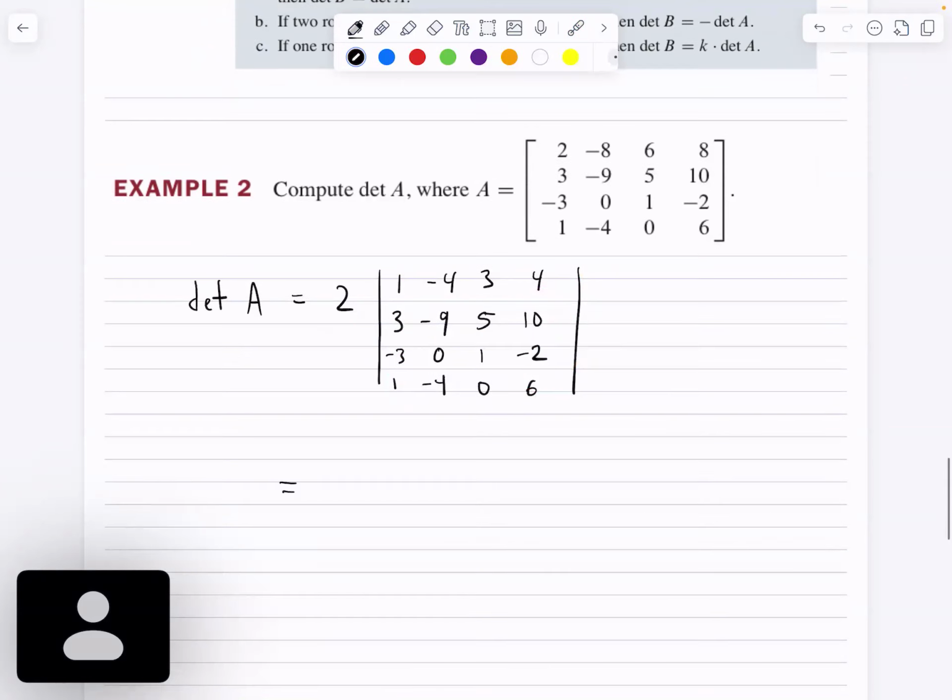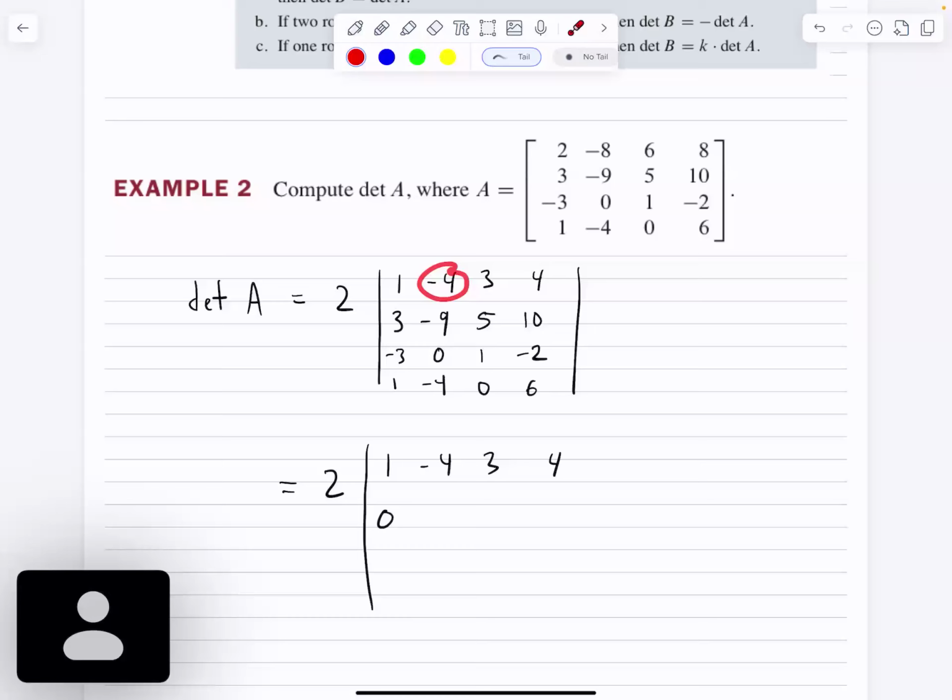If I do those row operations, I'll do them very quickly, but if you want to slow down and do it yourself, I highly recommend that. I'm going to add -3 times this row to that one to make that a 0. So -3 times this gives me -12, plus that gives me 3. -3 times that is -9 plus 5 is -4. And then -3 times 4 is -12 plus 10 is -2.